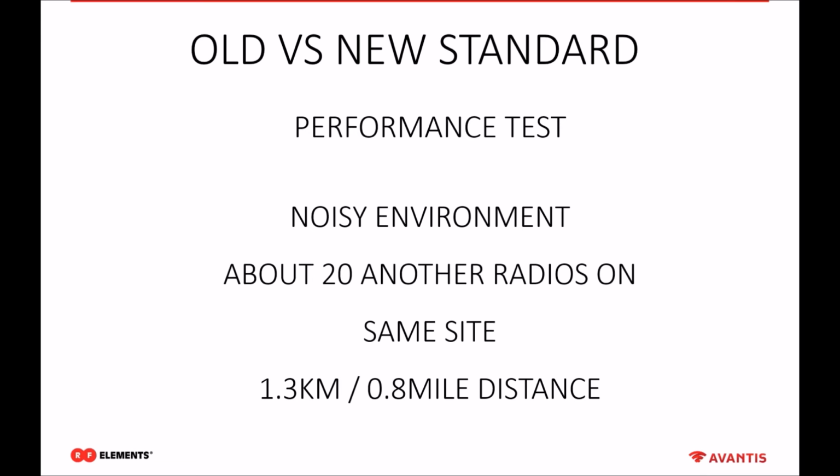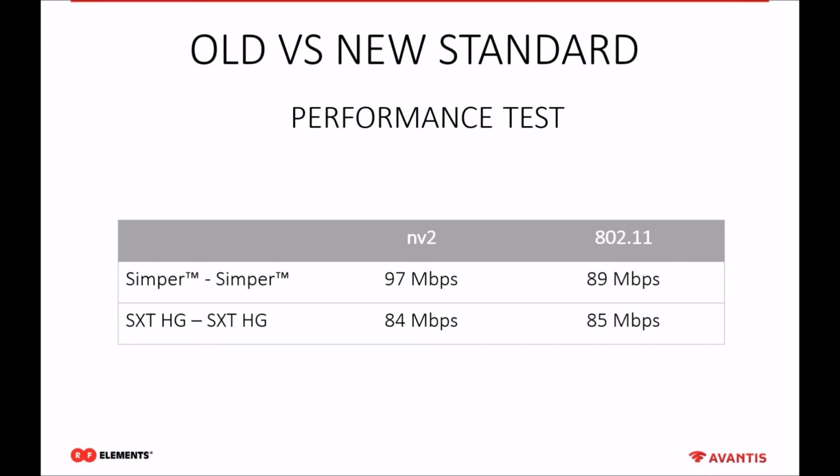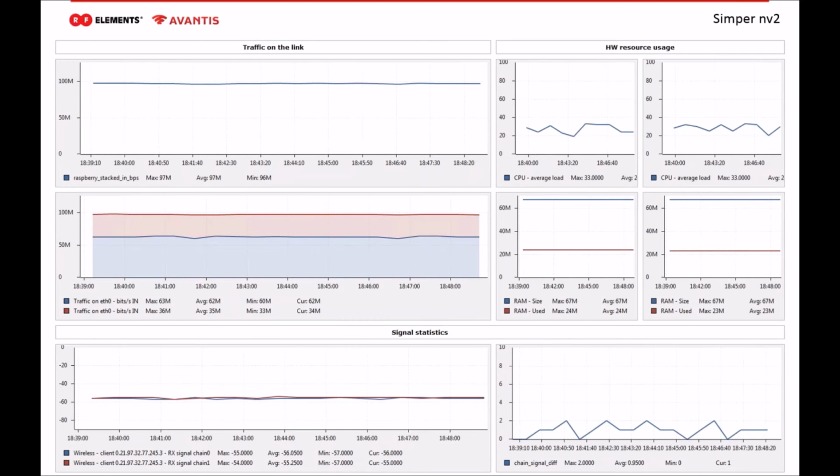And what we achieved, these are the overall throughputs that we achieved for both testing links. We tested two different protocols. One, we tested NV2. This is a proprietary MikroTik protocol based on TDMA. And we also tested 802.11. And you can see here really a difference between these two links. These are a few graphs that we made during the testing.